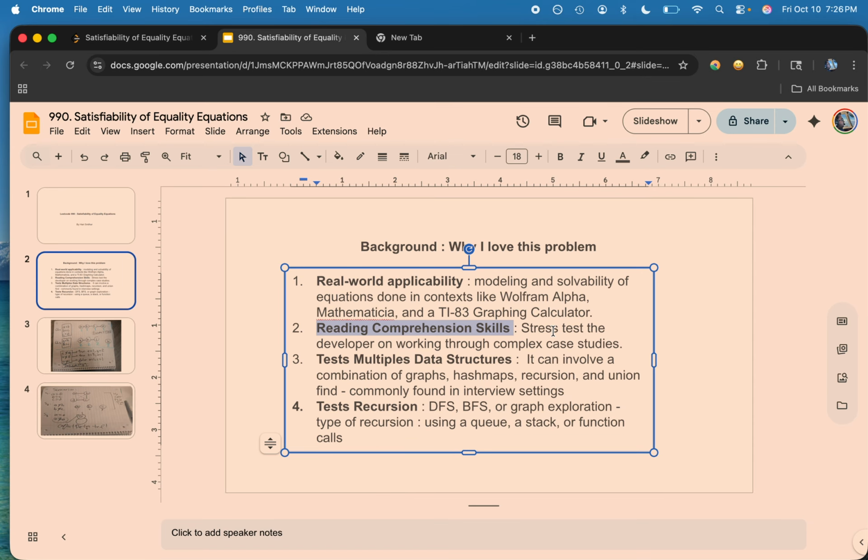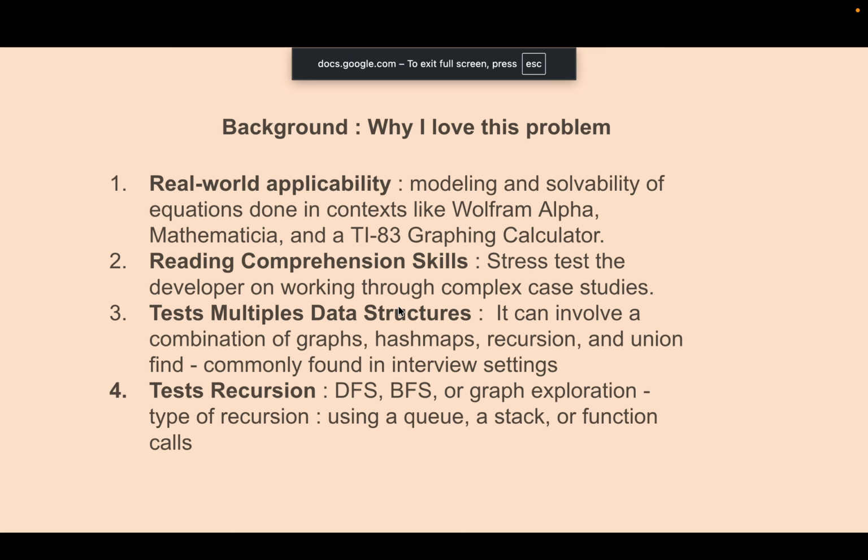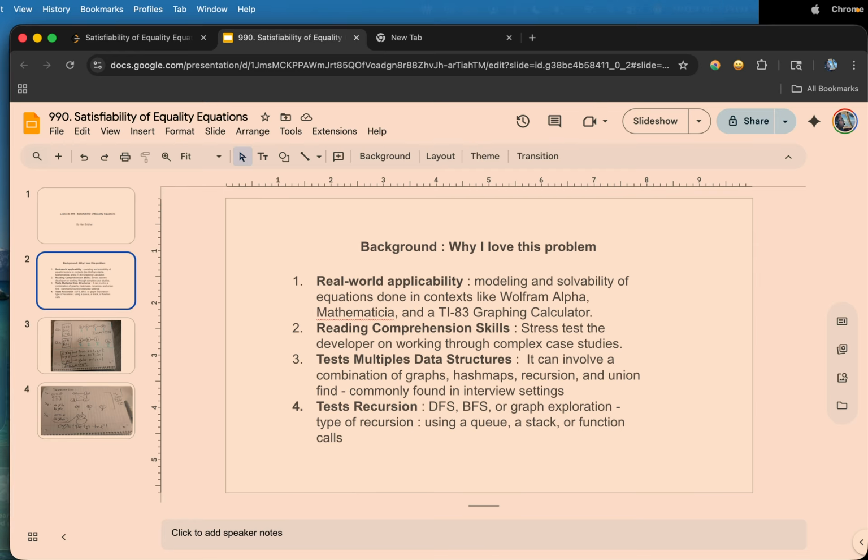So we stress test the developer on working through complex case studies. The third reason being the testing of multiple data structures. The satisfiability problem can involve a combination such as graphs, hash maps, recursion, and union find, commonly found in interview settings. And the last being a test of recursion. We test skills like DFS, BFS, or graph exploration type of recursions, either using a queue, a stack, or nested function calls.